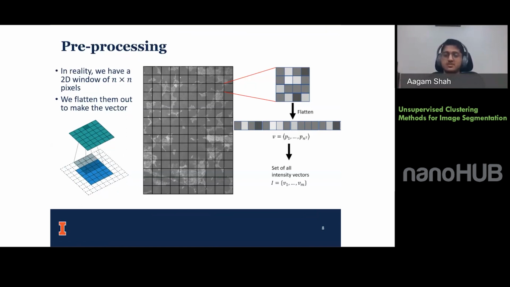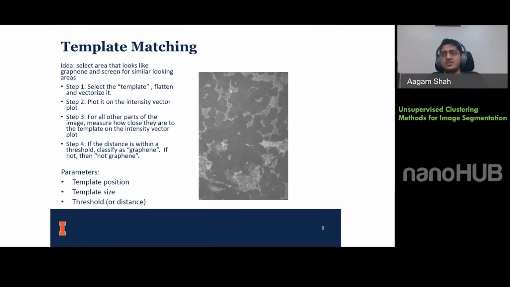Let's move on to the template matching technique now. The idea is that we select an area that looks like graphene. We try to find every region on the image that looks similar to that particular area. So we call that area the template. So here we've selected the area within this red box to be graphene. So we blow it up and we divide the entire thing into pixels, and we flatten them out, we create the intensity vector like we've seen in the previous slides.